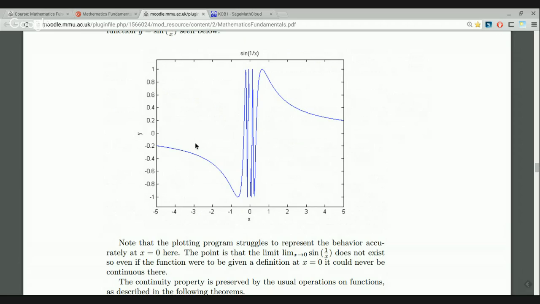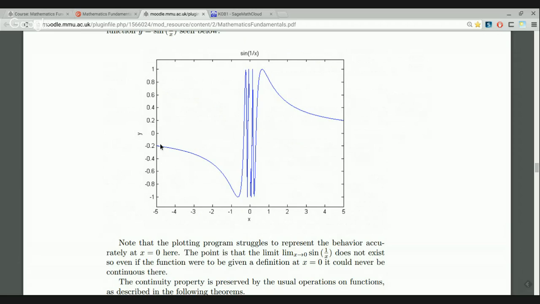So what's the limiting value of sine of 1 over x as x gets close to 0? There is no limiting value. It doesn't have a limiting behavior because it's constantly moving up and down between +1 and -1, and it's doing so an infinite number of times as you move across 0. So there is no single limiting value of the function.